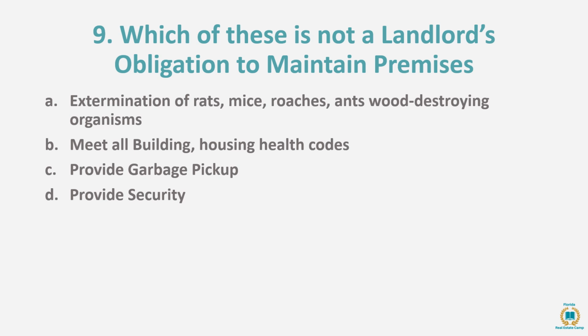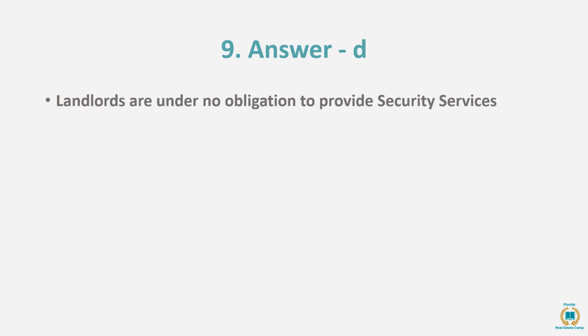Number 9. Which of these is not a landlord's obligation to maintain premises? Is it A, extermination of rats, mice, roaches, and wood destroying organisms? B, meeting building, housing, and health codes? C, provide garbage pickup? D, provide security? The answer is D. Landlords are under no obligation to provide security services.